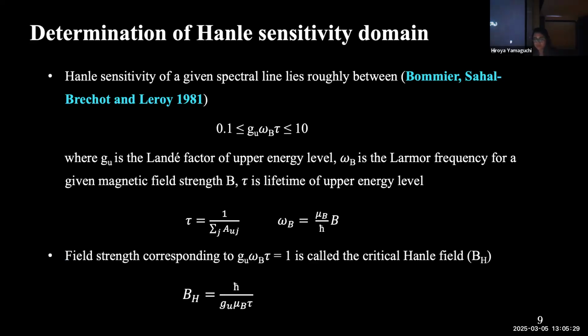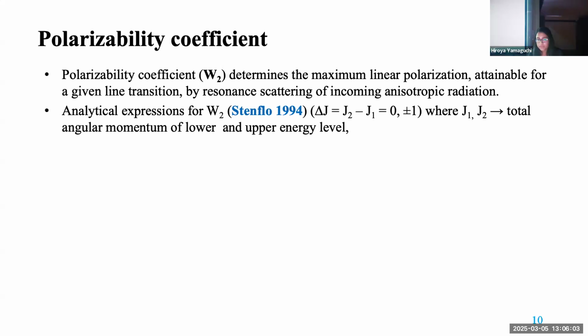Now, to make things simpler, we calculate the field strength corresponding to this factor being 1, which is called the critical Hanle field, so that we don't always have to talk about a range, but can just talk about this critical Hanle field. In the case of the corona, the expected field strengths are in the order of a few milligauss to 200 to 300 gauss. So that's the kind of critical Hanle field we want for using a particular spectral line for magnetometry.